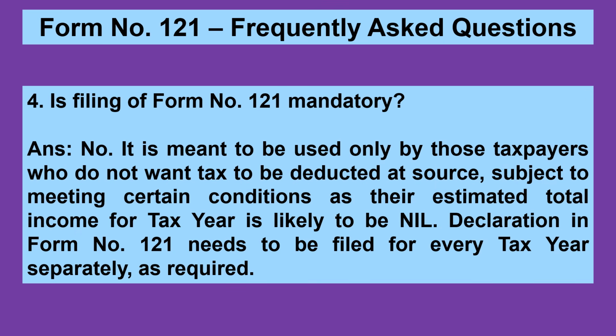Question. Is filling of Form number 121 mandatory? Answer. No. It is meant to be used only by those taxpayers who do not want tax to be deducted at source, subject to meeting certain conditions, as their estimated total income for the tax year is likely to be nil. Declaration in Form number 121 needs to be filed for every tax year separately as required.